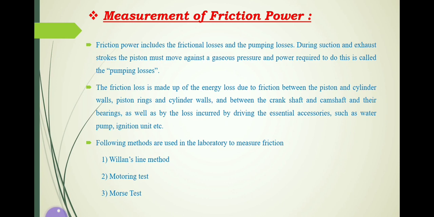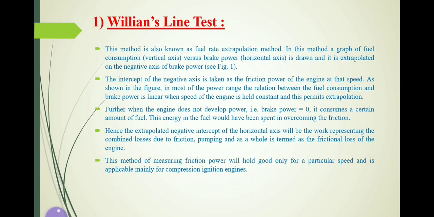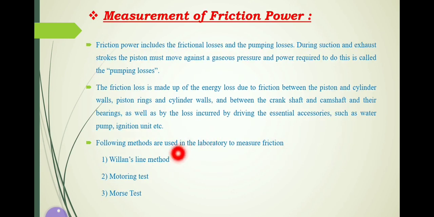the friction. So if we have to measure the amount of indicated power, how can we measure it? We can measure the brake power by using the dynamometer. But how can we measure the indicated power? For measuring the indicated power, we have to measure the friction power, and we'll see how this friction power is going to be measured. For measuring this friction power, three types of methods are used. First one, Williams line method, second one, motoring test, and third one, Morse test.